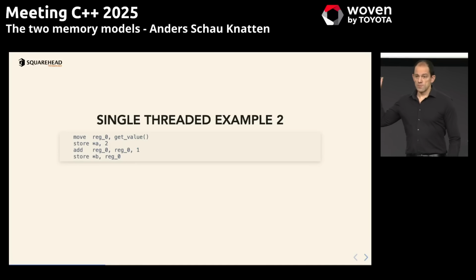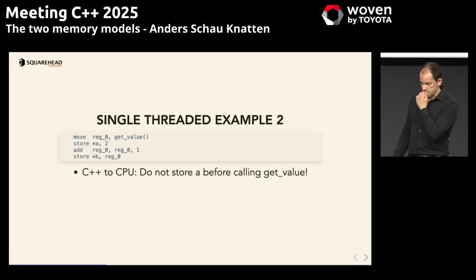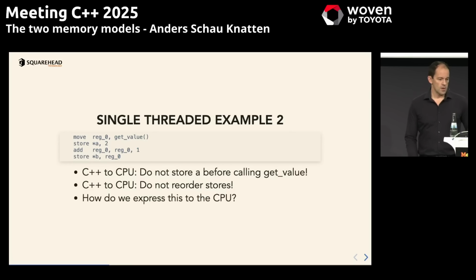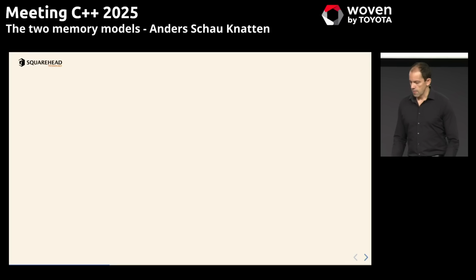So this is the best we can do. As the compiler, we figured out that I can't optimize any more than this. And then as the compiler, I have promised the C++ memory model to the user, so I have to be sure also that the CPU doesn't do anything more fishy, right? So as a compiler, I have to say to the CPU, do not store A before calling getValue, in case it uses the same memory. And do not reorder these stores, the order is important. And how do we express that to the CPU? Does the compiler have to do anything here?